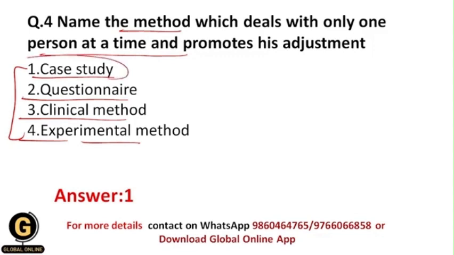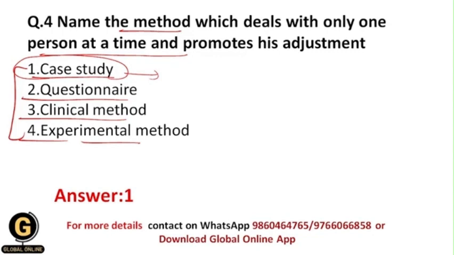As we have seen earlier in this video, within the case study we study in detail information about a single person at a time. Okay, and that's why case study is the method which deals with only one person at a time, and also case study promotes that person's adjustment. I mean to say, according to that person's adjustment, the researcher basically does the study.